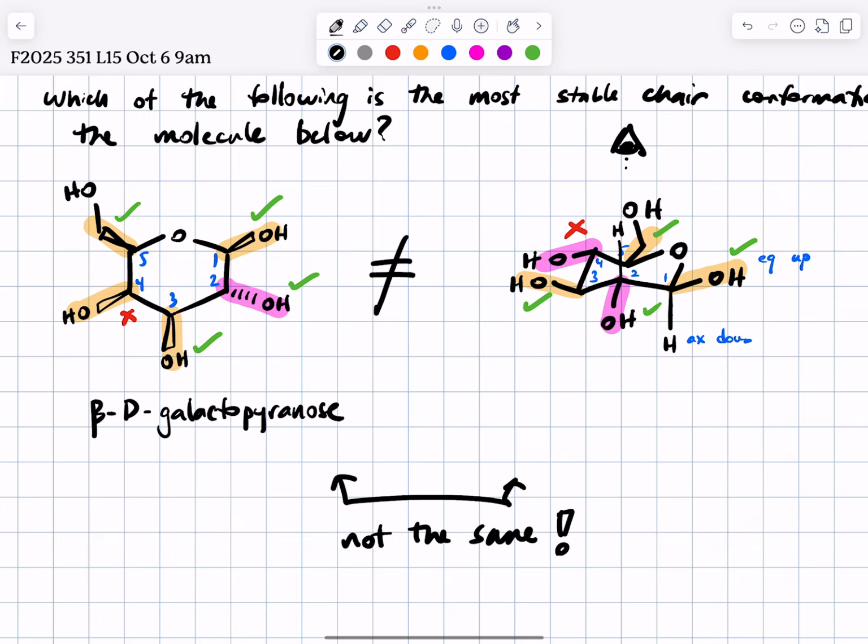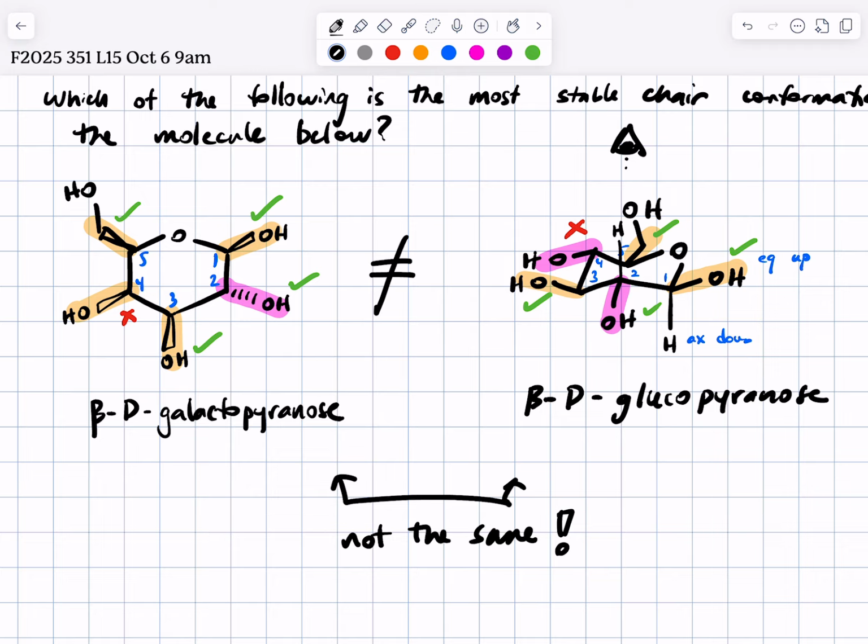So it would be incorrect to select that option on the right as being the most stable chair of the molecule that we drew on the left, because it's not the right molecule. In fact, it has a different name entirely. The molecule on the right is called beta-D-glucopyranose, or glucose. The molecule on the left is called galactose.